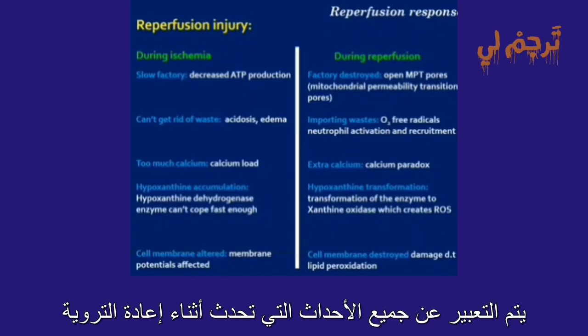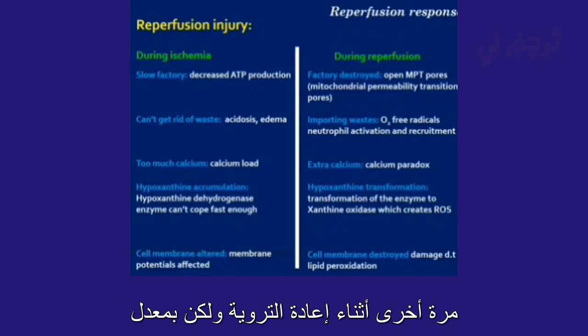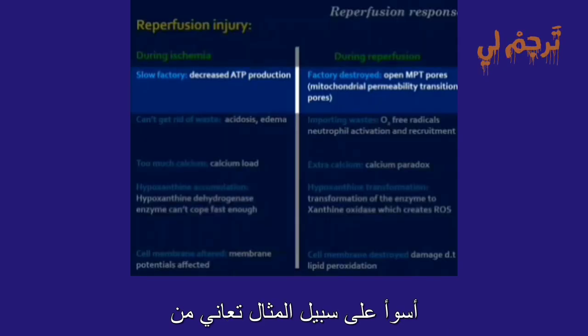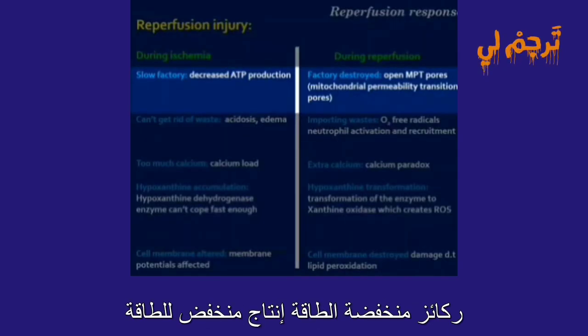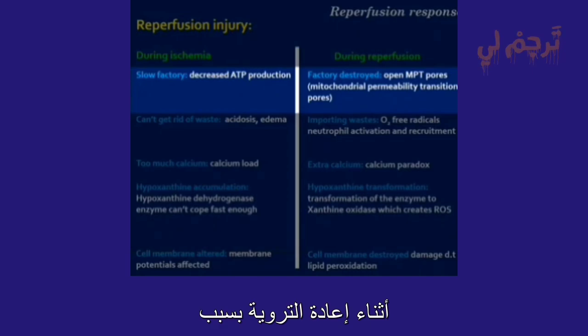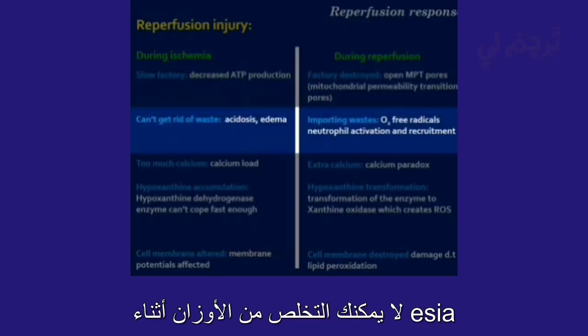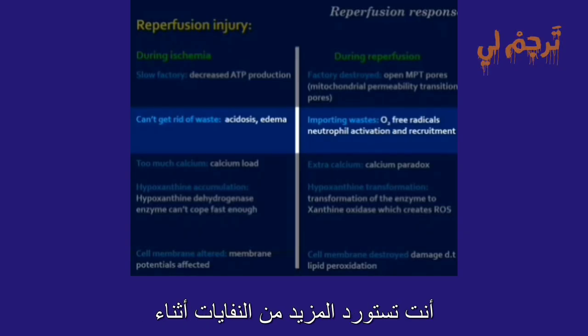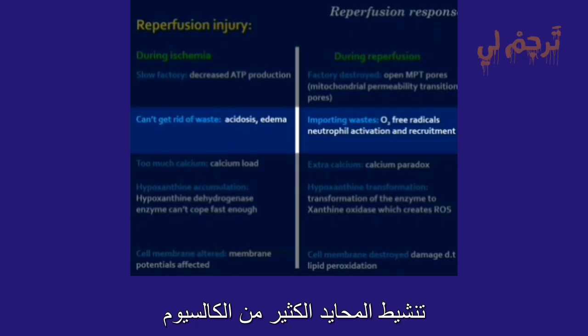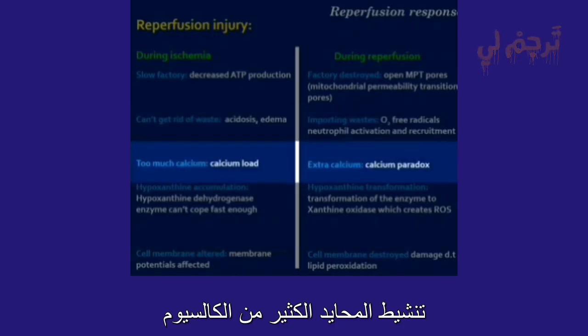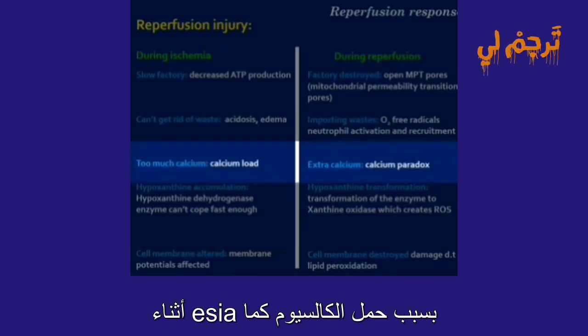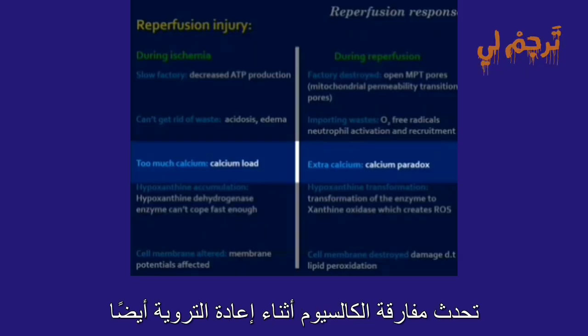All the events which happen during ischemia are expressed again during reperfusion, but at a worse rate. For instance, you suffer low energy substrates and low energy production during ischemia due to slow mitochondria. Mitochondria get completely damaged during reperfusion due to opening of MPT pores, mitochondrial permeability transition pores. You cannot get rid of wastes during ischemia. You're importing even more wastes during reperfusion by oxygen free radicals and neutrophil reactivation. Too much calcium during ischemia due to calcium load. As we explained earlier, calcium paradox happens during reperfusion.